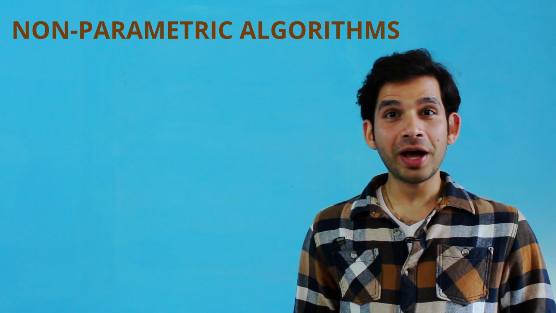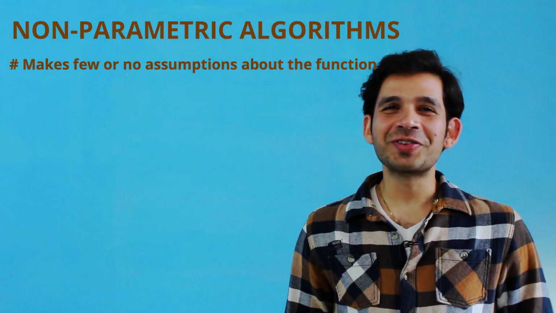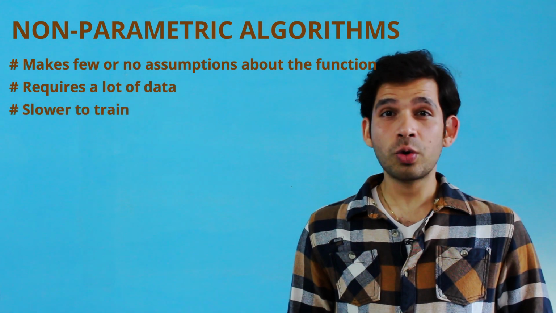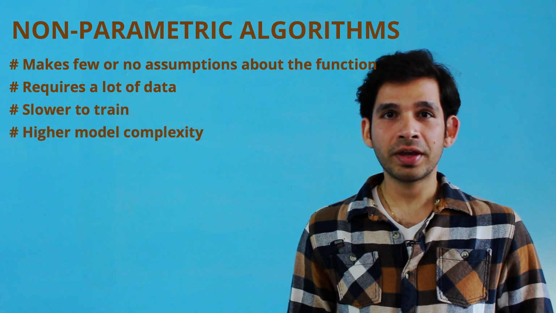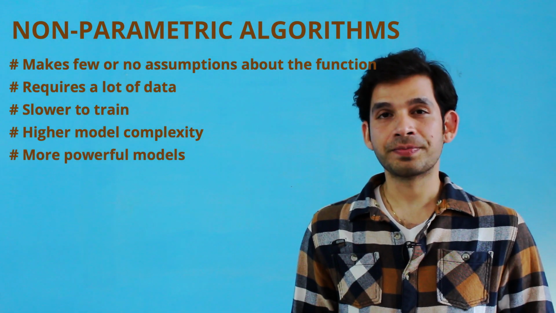On the other hand, non-parametric machine learning algorithms, they don't judge you. They don't make any assumptions for the function. They require a lot of data. They are very slow and take a lot of time to train. They have higher complexity and they are much more powerful models.